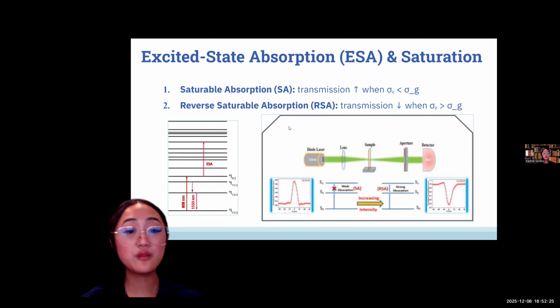Saturable absorption enhances transmission, and RSA decreases this transmission. You can see these relations presented in this equation. Transmission increases when sigma E is less than sigma G. Transmission for RSA decreases when sigma E is greater than sigma G.